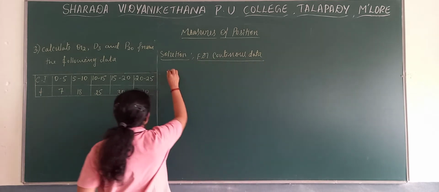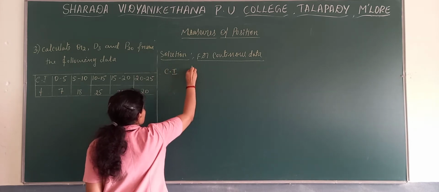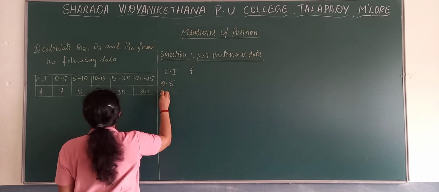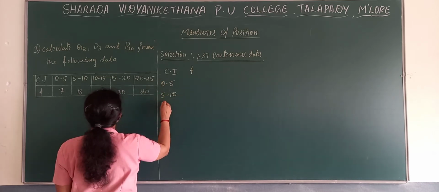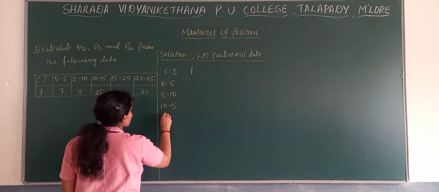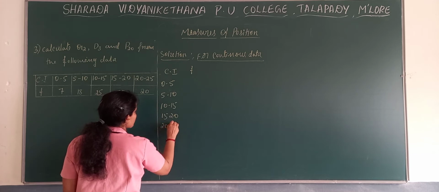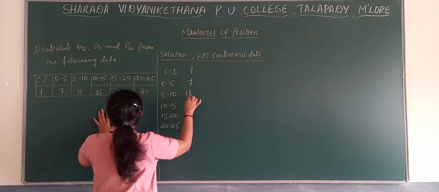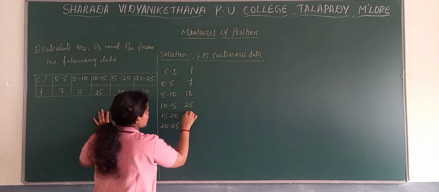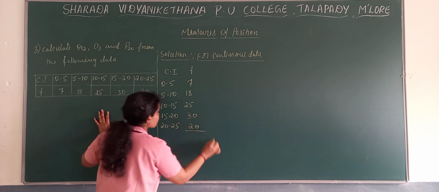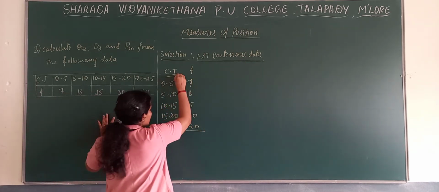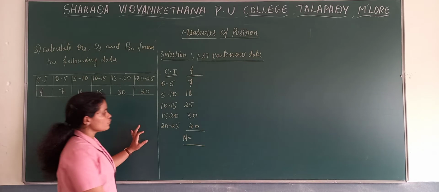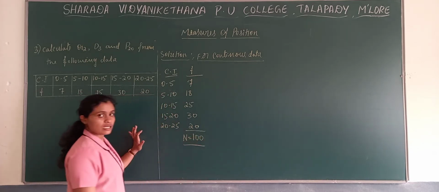We take the problems, class intervals and frequencies. So here class intervals are 0 to 5, 5 and so on, and frequencies 18, 25, 30 and 20. Now we require the total number of frequencies. So add all the frequencies. When you add the frequencies, you will get the total number of frequencies as 100.